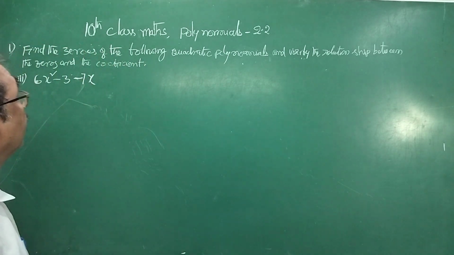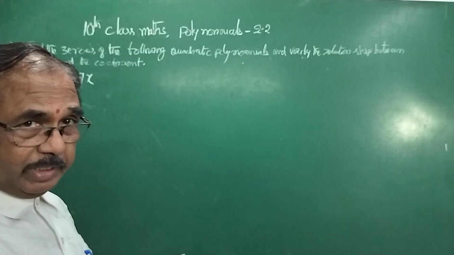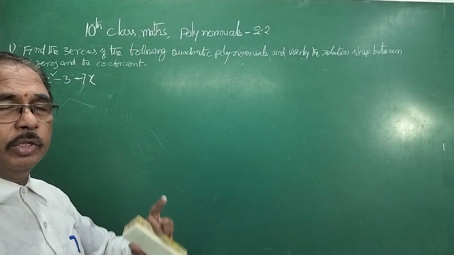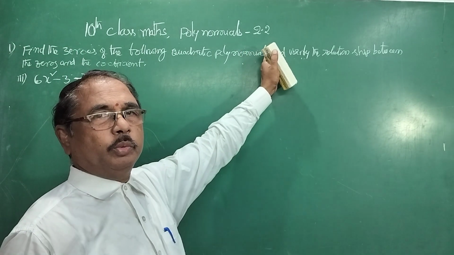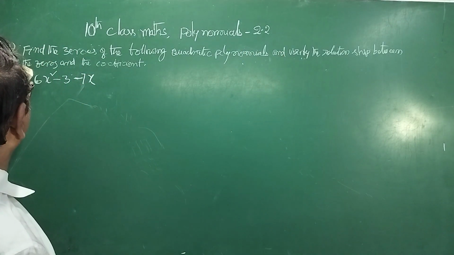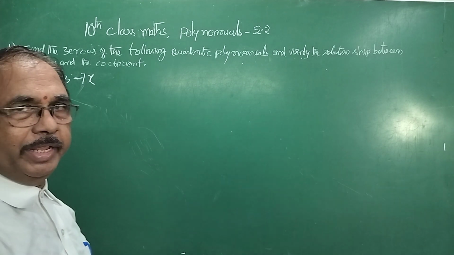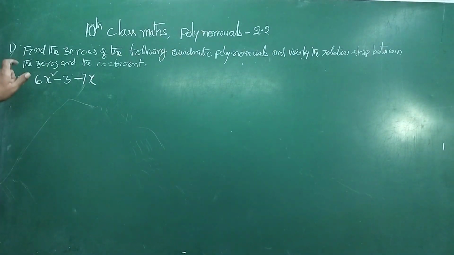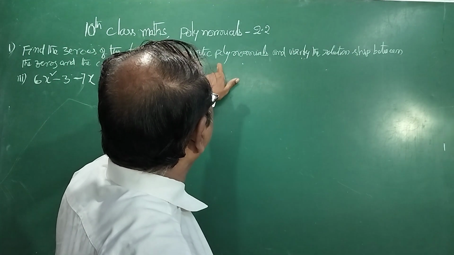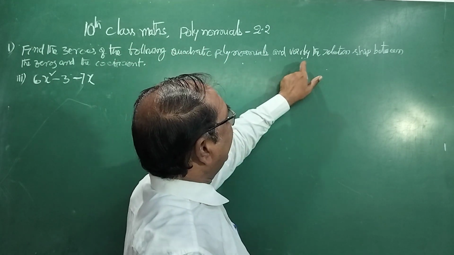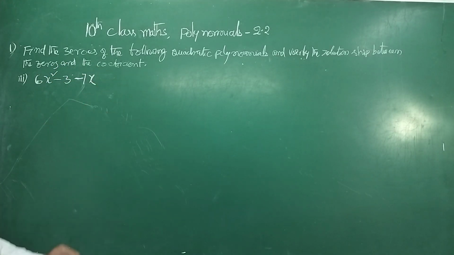Today let us learn 10th class mathematics new syllabus, second chapter Polynomials, exercise 2.2. In the first question, the third bit, let us learn today. Yes, what is the question? Find the zeros of the following quadratic polynomials and verify the relationship between zeros and the coefficients.